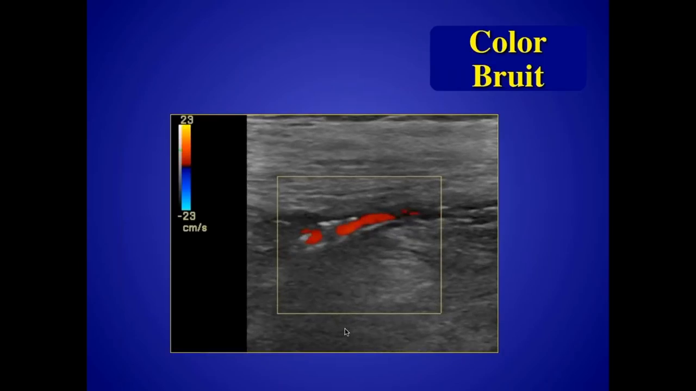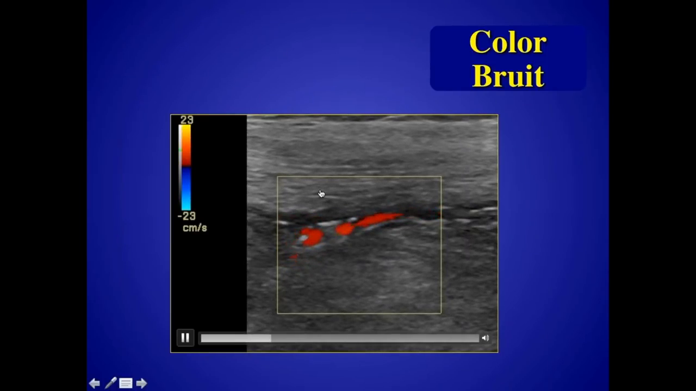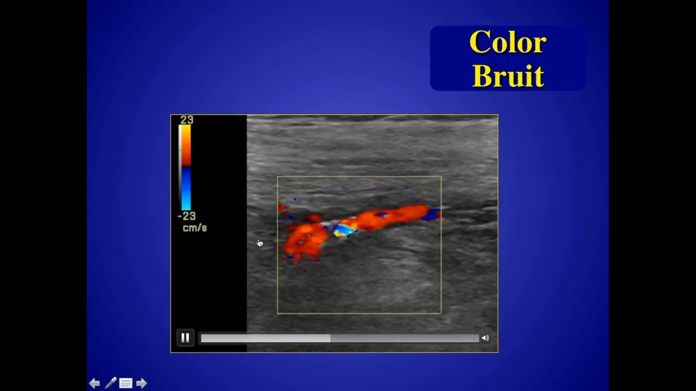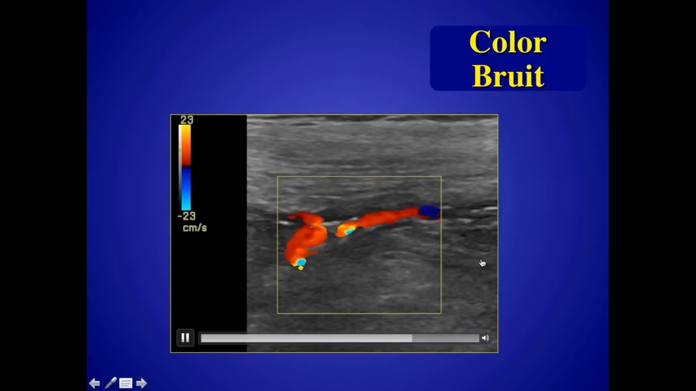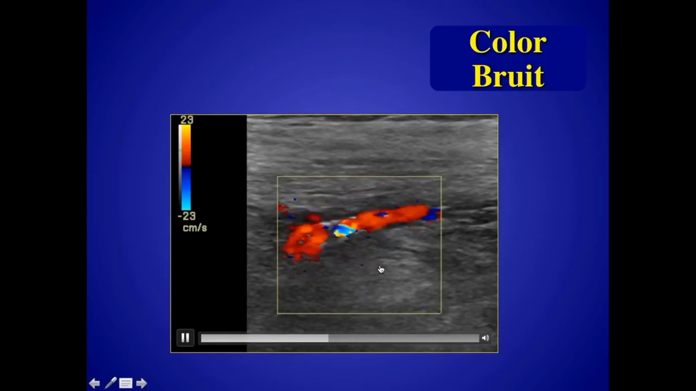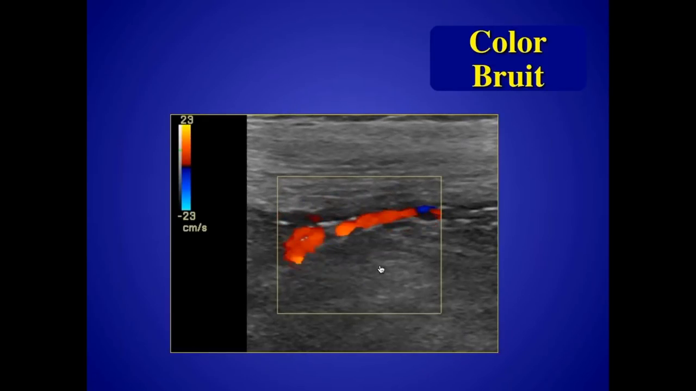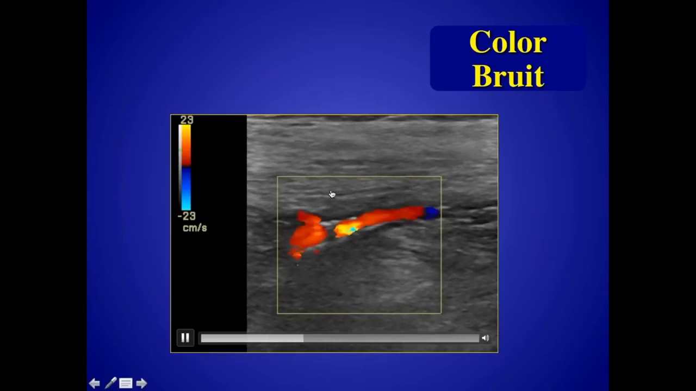Now here's an example of a color bruit. And again, I've slowed it down a little bit. Notice in systole, you get all of this flash that occurs because the velocity is so high it's causing the tissues around here to vibrate at low-level frequencies. The machine isn't smart enough to know that's not blood flow, so it paints color around the tissues.